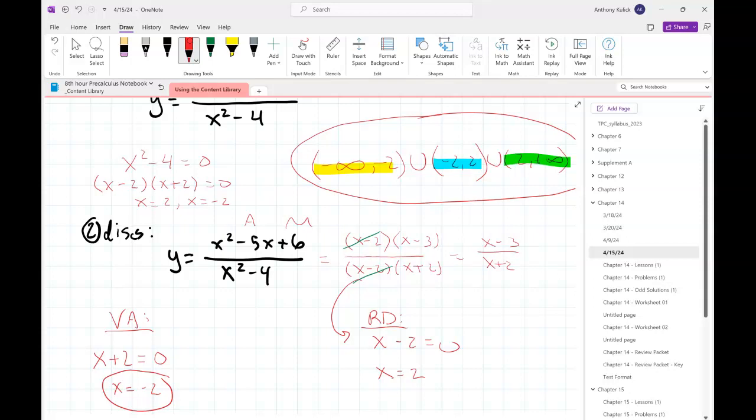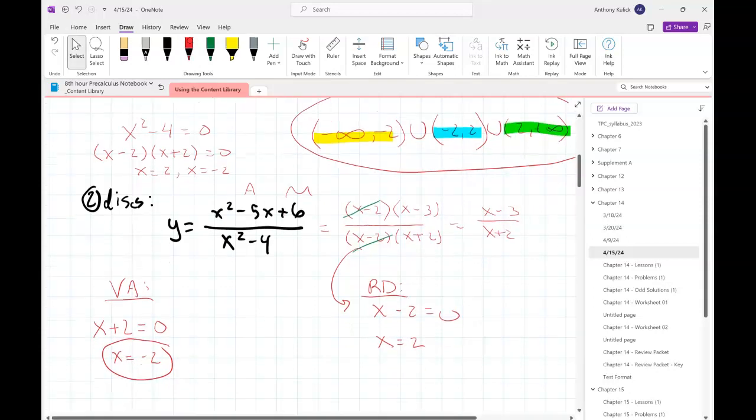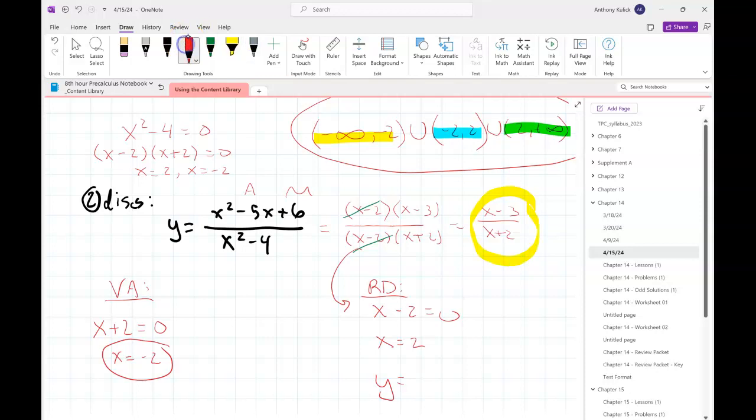But a removable discontinuity isn't a line like x equals 2. It's a location, so it has a y coordinate to it also. How do I find the y coordinate to go with my removable discontinuity? So I put x equals 2 in my reduced equation.